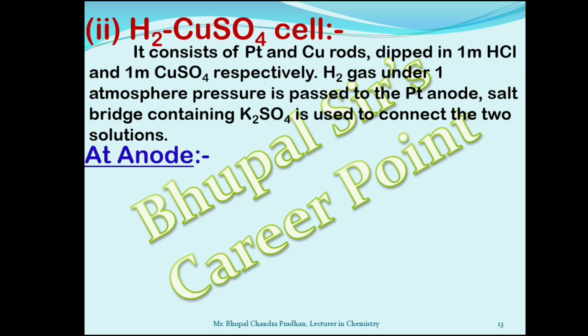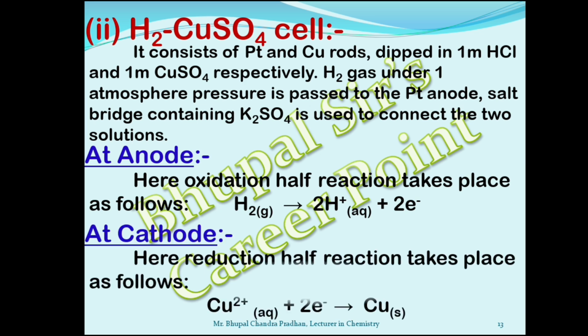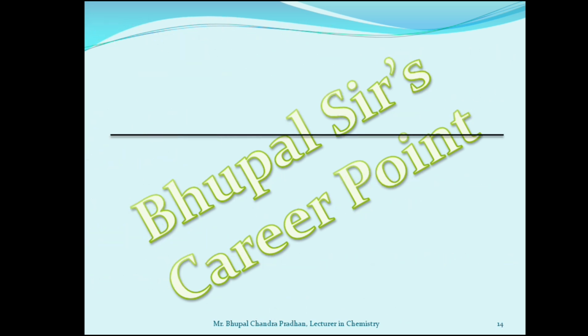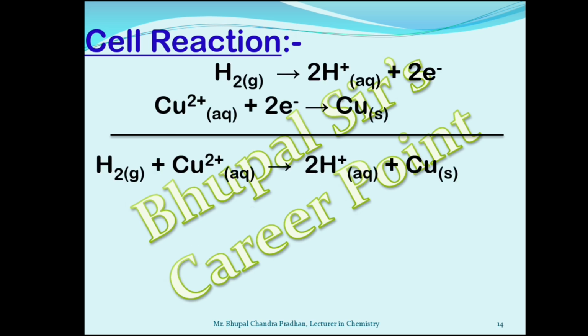What happens at anode? At anode, the oxidation takes place. Hydrogen molecule decomposes to H+ by losing 2 electrons, and these 2 electrons on reaching the cathode are gained by the Cu2+ ion from the solution, and the Cu2+ ions are reduced to copper solid. Now, at anode two electrons are lost, and at cathode two electrons are gained. So by adding these two cell reactions, we get the net cell reaction, that is H2 gas plus Cu2+ aqueous gives you 2H+ aqueous plus copper solid.